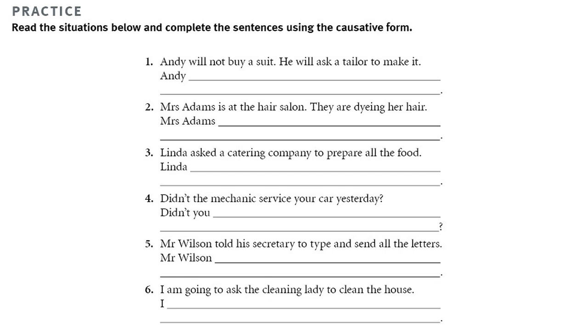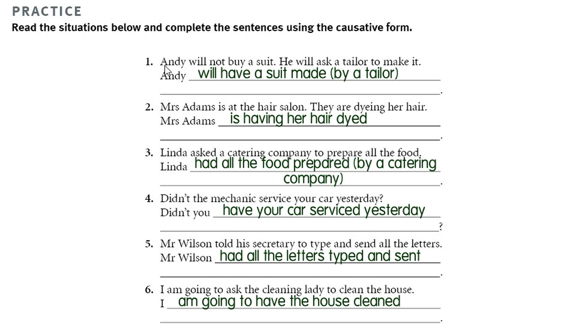Practice. Read the situations below and complete the sentences using the causative form. أكمل مستخدما الصيغة السببية. Answer. 1. Andy will not buy a suit. He will ask a tailor to make it. Andy will have a suit made by a tailor. هنا صيغة سببية will في المستقبل.